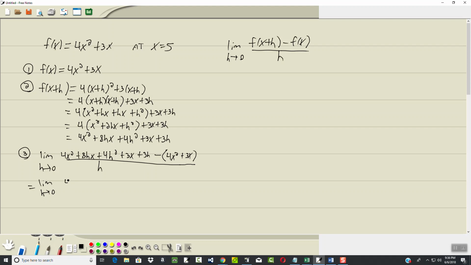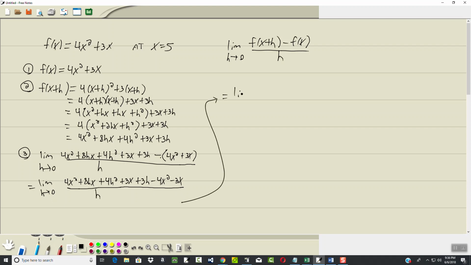First off, we'll do a little bit of simplifying. The minus is out in front of this, so we're going to flip the sign of both of these. It's like multiplying by a negative 1, or subtracting. We flip signs. So that gives you a negative 4x squared minus 3x all over h.